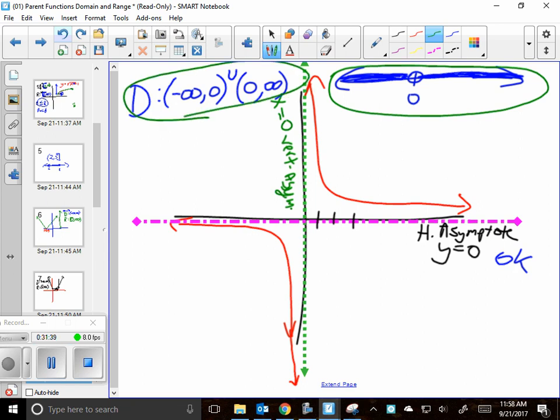The domain is from negative infinity to 0, union 0 to infinity. The range is the same exact thing, because it's going the other direction. You've got the same problem. It goes forever down, it goes forever up, and it can't be 0 along the way. So the range is identical. You can just copy that down for the range. It goes from negative infinity, hits 0, stops working, starts up again after 0, and goes to positive infinity. It's just doing it in this direction.